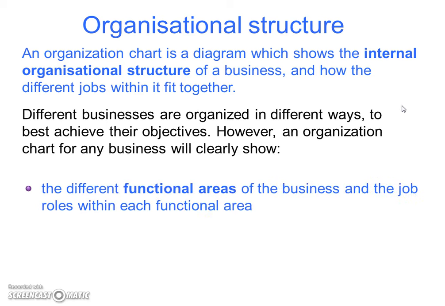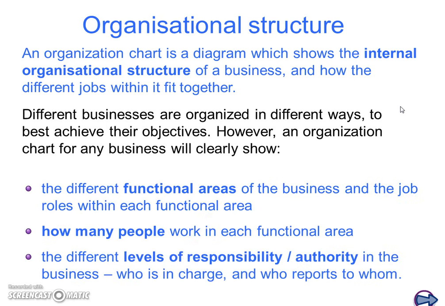So what is organizational structure? You can read through all this text in your own time, but really it's about how people are organized within a business. As businesses get larger, people need to be organized according to functional areas of the business, like marketing, finance, operations, human resources, and the job roles within each area. How many people work in each functional area and who's responsible for who. So how many staff report to you, for example, if you're a manager, how many staff you have authority over, who do you report to, and so on.